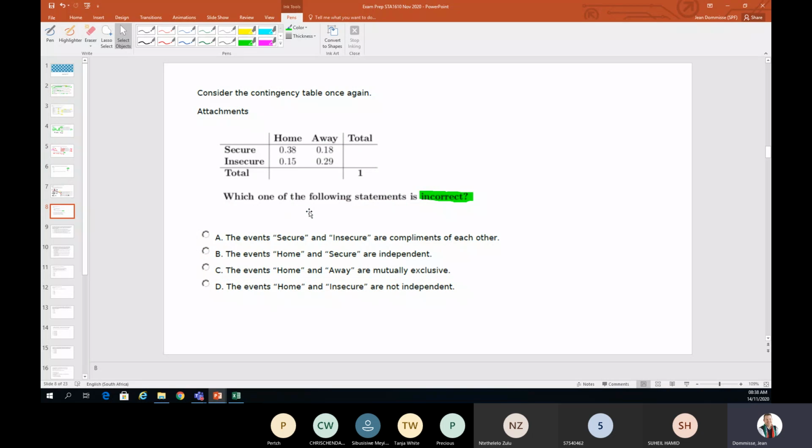Okay, so let's look at which one of the following statements is incorrect. The events secure and insecure are complements of each other. The events of home and secure are independent. The events of home and away are mutually exclusive. The events home and insecure are not independent.